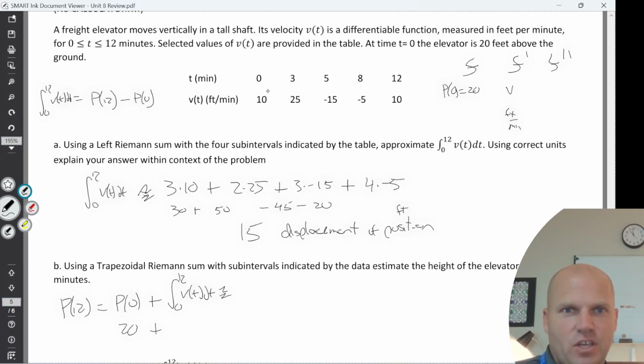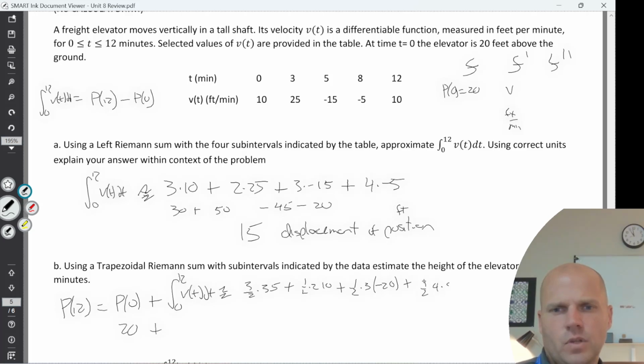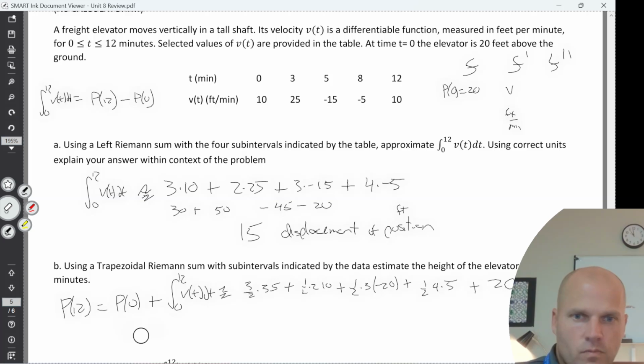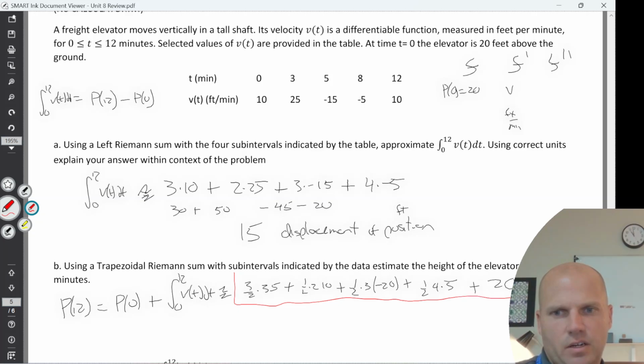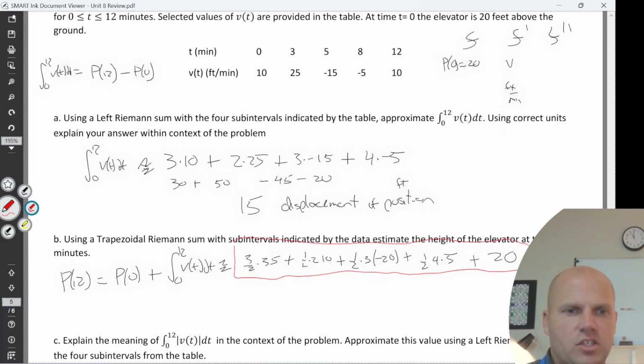Okay, half of my base length times the sum of the heights. So this is half of 3 times 35 plus half of 2 times 10, half of 3 times negative 20, plus half of 4 times 5. Whatever that is, we will add that to 20. I don't want you to simplify for your response on no calculator. Keep it unsimplified and it's correct.